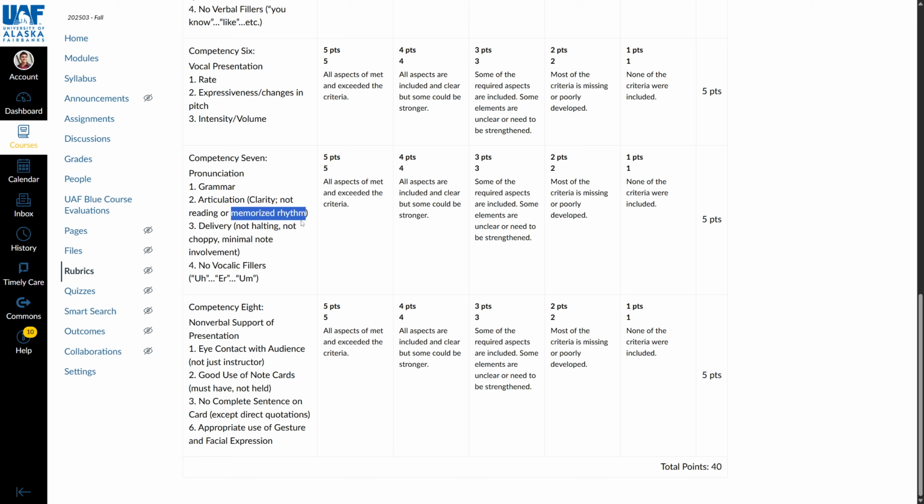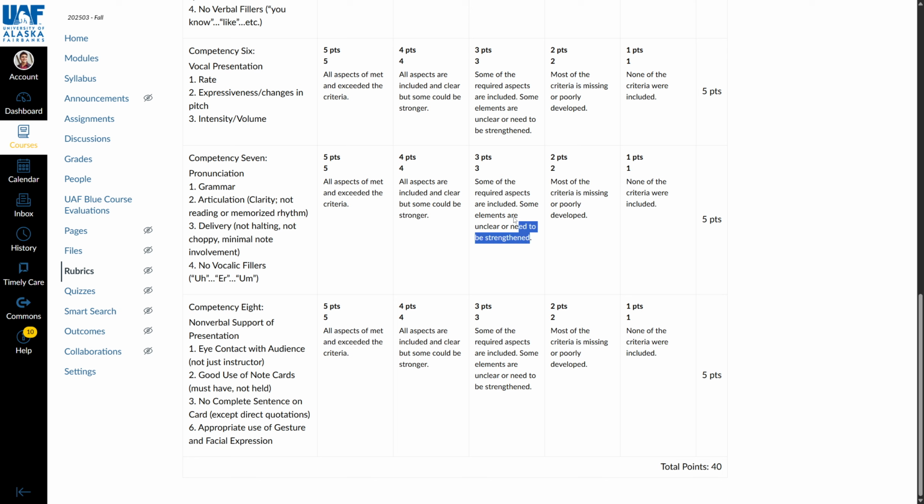And you generally want to avoid using a memorized rhythm. So we don't have any manuscript speeches in the class. That means a speech where you read word for word something that you prepared in advance. Most of these speeches, you'll create an outline and then use the outline to guide what you're saying, or maybe even use note cards for that. But even if you're using a manuscript outside of this class, try to avoid that rhythm of you're just reading something and you read it word for word.